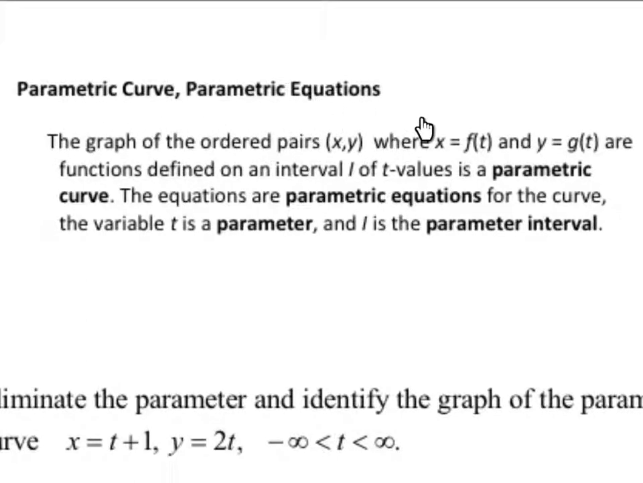Parametric curve, parametric equations. The graph of an ordered pair (x, y), where x is f of t and y is g of t, are functions defined on an interval I of t values, generally dealing with time, is a parametric curve. The equations are the parametric equations for the curve, the variable t is a parameter, and I is the parametric interval. Okay?